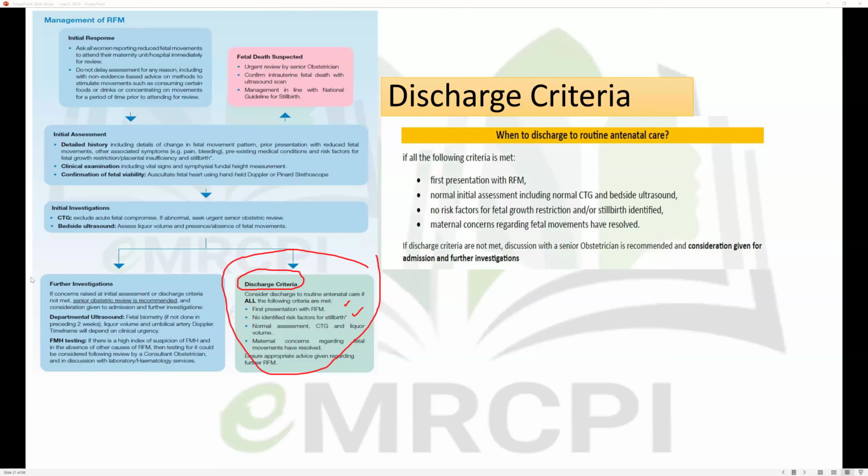Do you need? No, I don't need, because all the discharge criteria are covered. So just a discharge, right? Okay, so we are strictly following the guidelines, right? Whatever is given in the guideline, we will just follow. That's it. Okay.